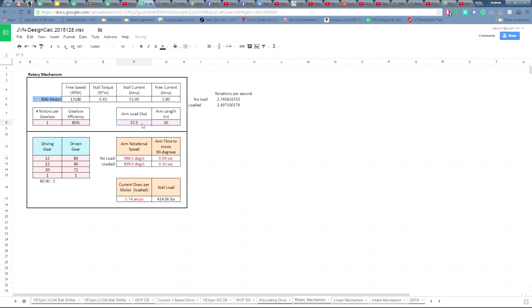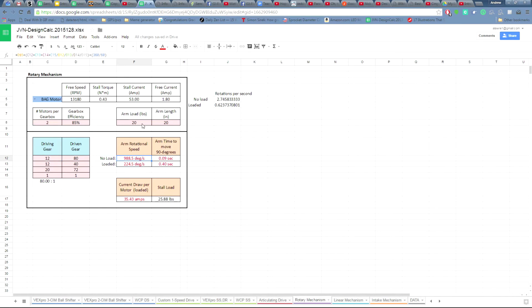Oh, that was fun, yeah. But let's say I had a 20-inch arm, and I was putting 50 pounds at the end. That's a lot. Let's say I'm putting 20 pounds at the end. And that's going to be including whatever robot parts are out there. I put a bag motor on there. I put two bag motors on there. Yeah, two bag motors on there.